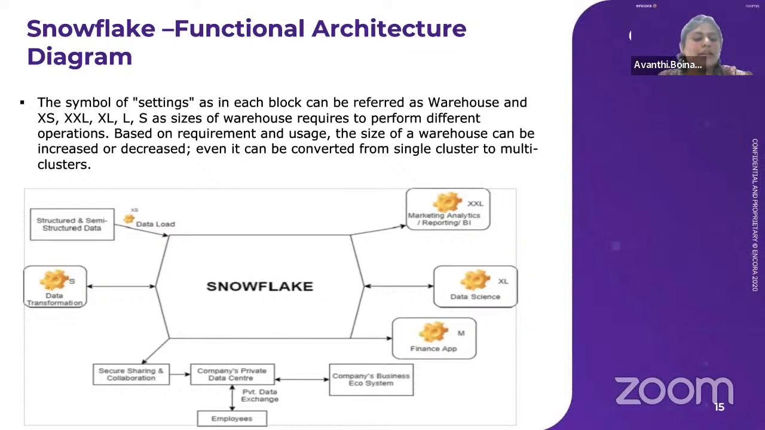Next, secure sharing and collaboration follows with the company's private data center, and this data exchange can be done with employees, then go to the company's business ecosystem. So this is how it is provided. And finance app has a medium size, data science an extra large data set. Marketing analytics plays a big, large data set, that is XXL, double XL. So this will follow a double XL data set.